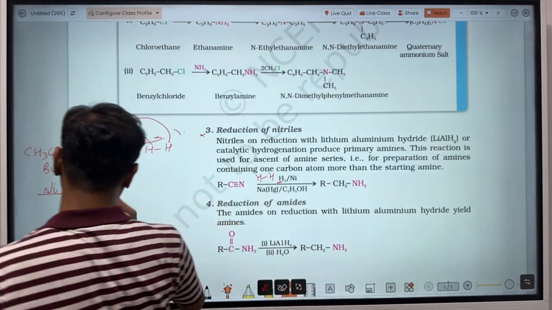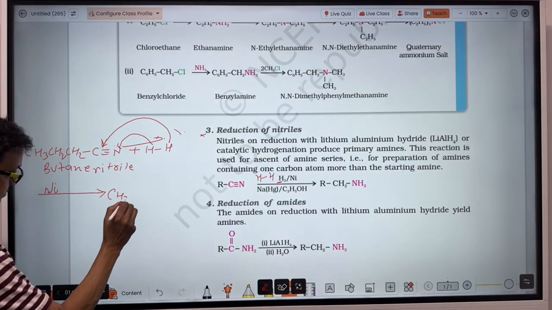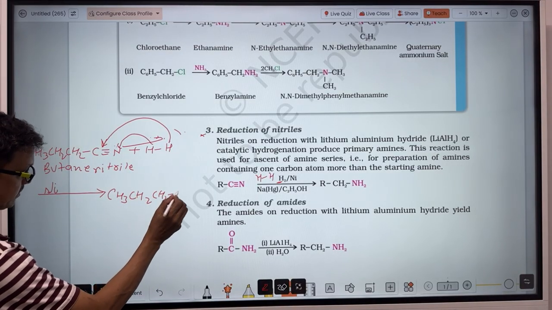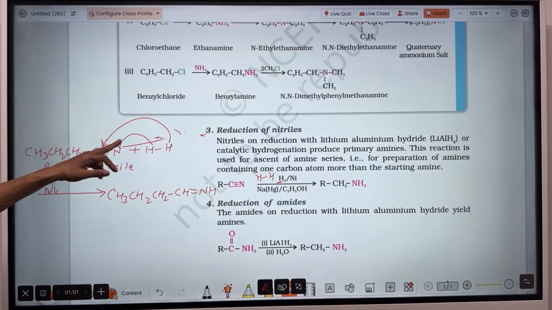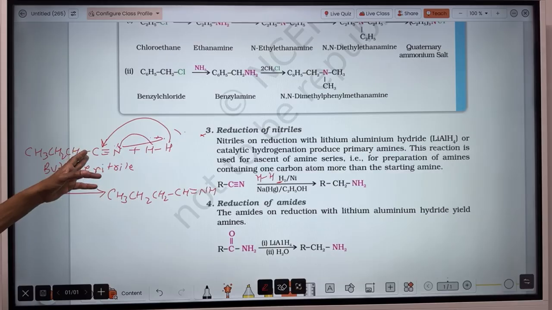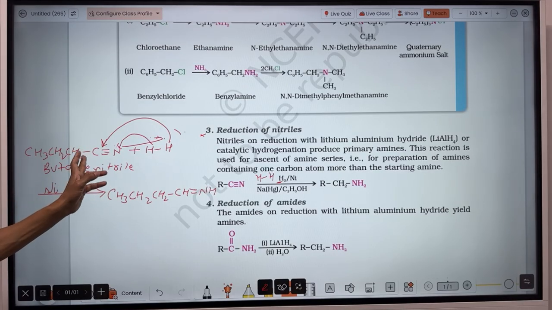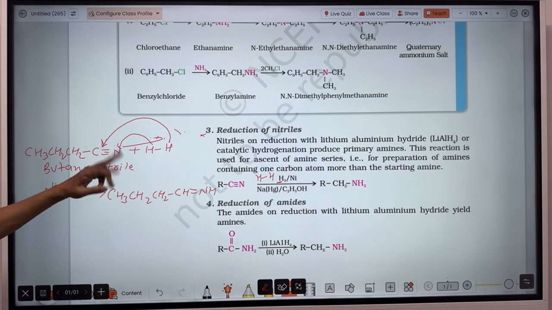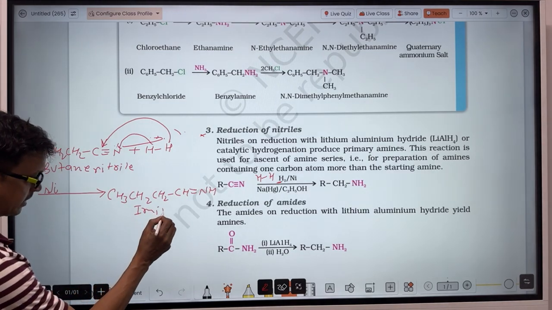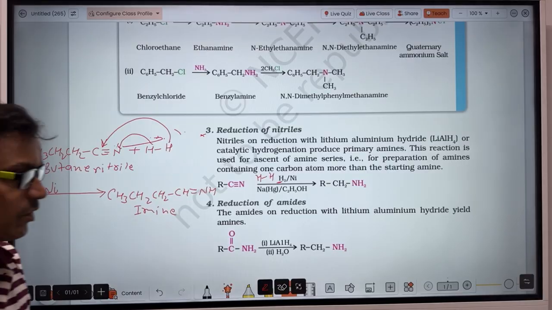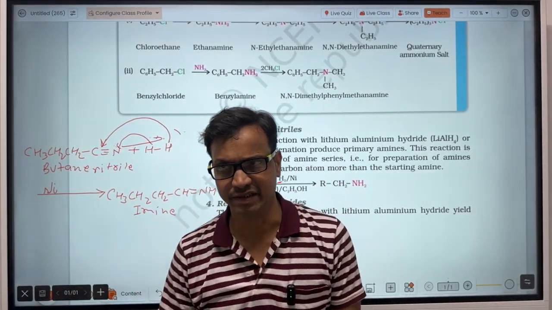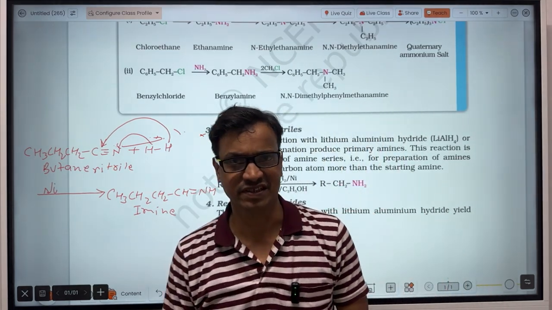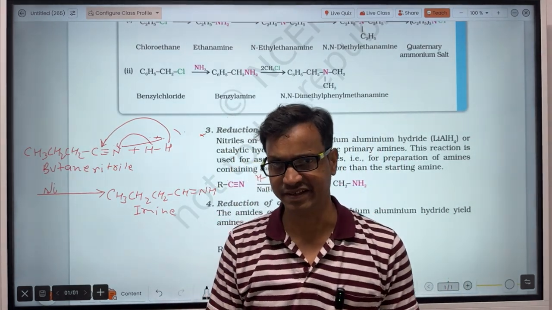So what compound will form? Firstly, the compound will be this one, because when this hydrogen bonds there and this hydrogen bonds there, then to maintain their octet, this one pi bond will dissociate. This compound is called imine. The compound in which there is a double bond between the carbon and nitrogen is called imine.